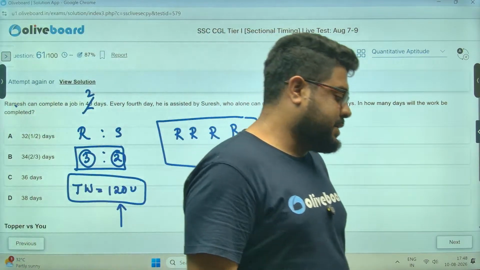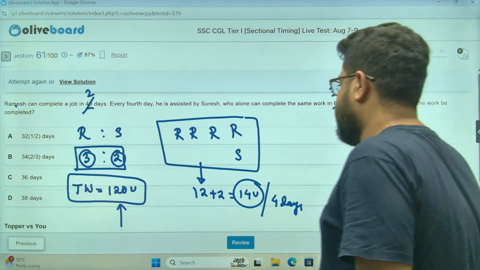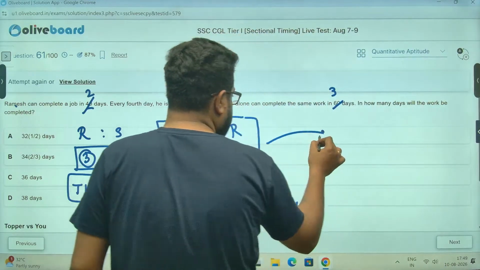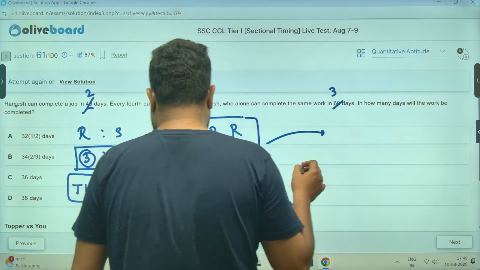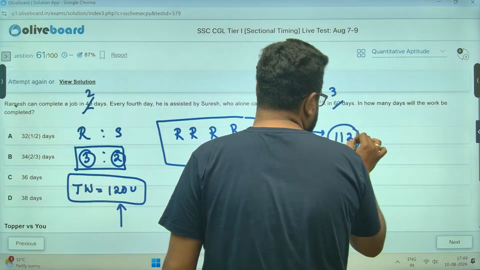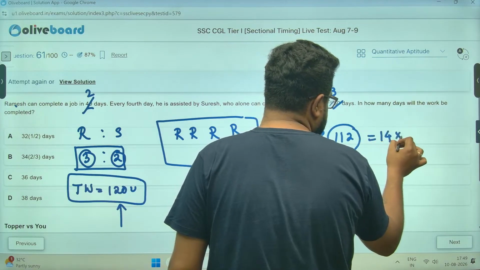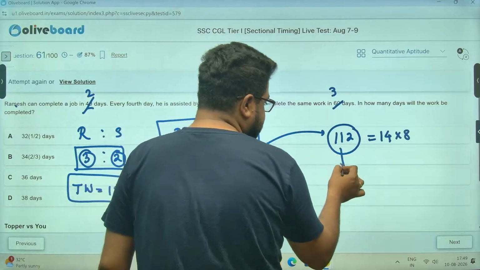What is the multiple of 14 just less than 120? 112 is there, which is 14 times 8. Correct. So the remaining units are 8 units.